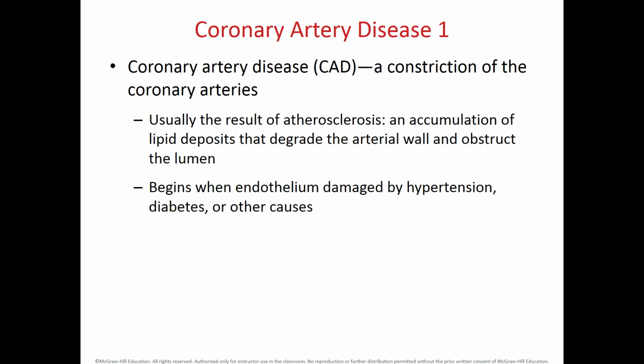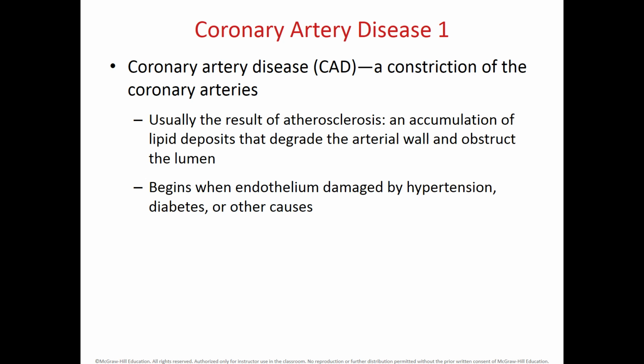So lastly, let's talk about CAD, or coronary artery disease. In this case, you have an obstruction of the coronary arteries. The most common cause of obstruction is atherosclerosis, which is a plaque made of lipids, calcium, and fibrin. These lipids will decrease the lumen, or the opening, within the coronary arteries, and it will decrease the blood flow into the myocardial cells.